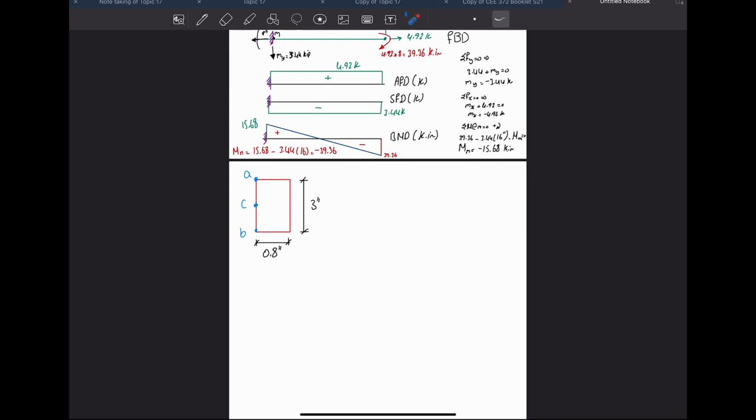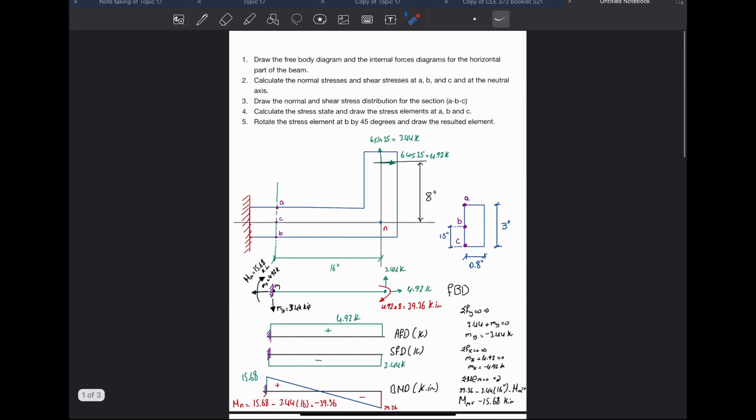Okay, so now it's missing something. Where is the axis of bending? Because later I want to calculate the moment of inertia about whether it's here or here. So let's look at the beam.